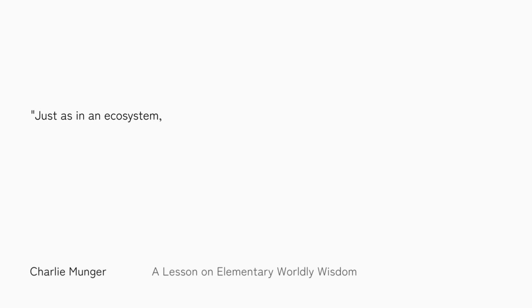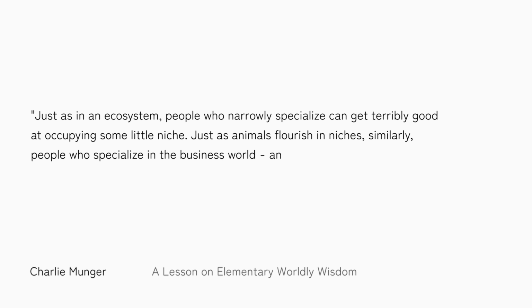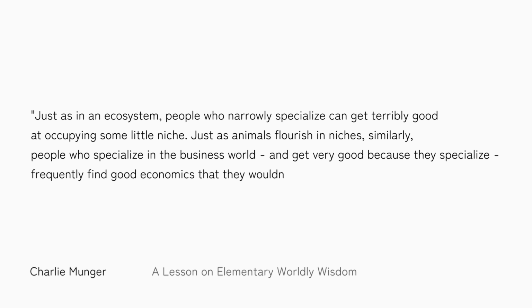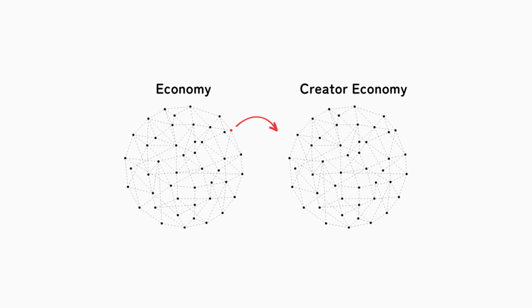Feel free to check it out if you haven't yet. Just as in an ecosystem, people who narrowly specialize can get terribly good at occupying some little niche, just as animals flourish in niches. Similarly, people who specialize in the business world and get very good because they specialize frequently find good economics that they wouldn't get any other way. This thinking we can break down one step further. One small part of the whole general economy is the creator economy. Okay, one really tiny part. Now, on YouTube, for example, there are many creators who occupy little niches and are very successful in it.